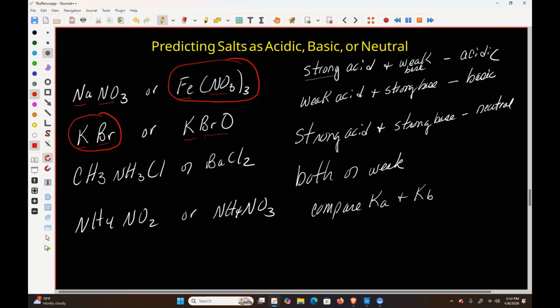All right, on this next one. I know that my acid here is a strong acid. Weak base, strong base. So I know this is going to be neutral. So therefore, this has to be the stronger acid. Weak base, weak acid. Weak base, strong acid. So it has a stronger acid, it has a lower pH.